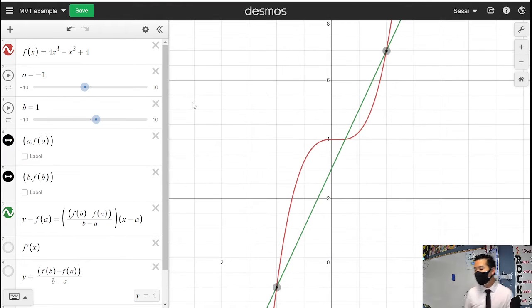There we go. So you see the graph that I have drawn there? The red line is the function itself: 4x cubed minus x squared plus 4. Beautiful graph, yeah? But I'm only focusing on this graph between -1 and 1, right?